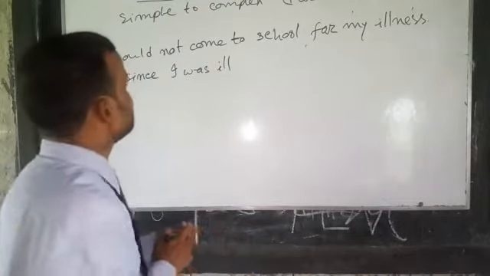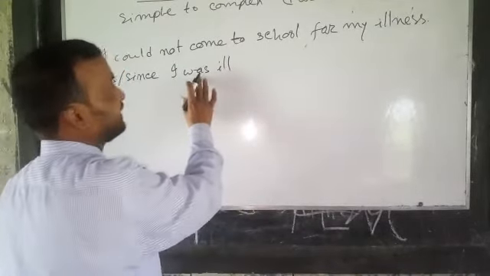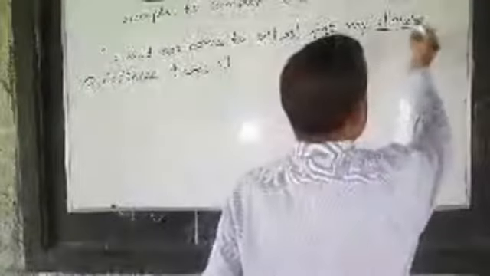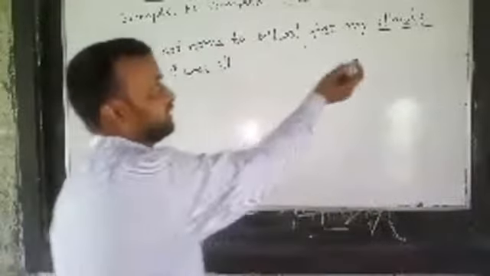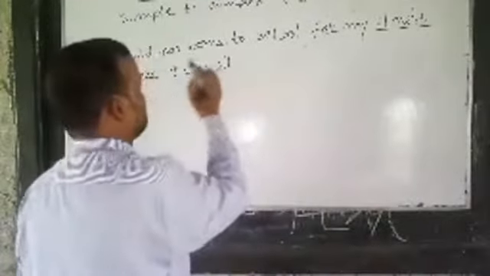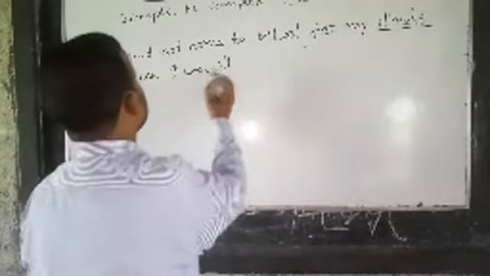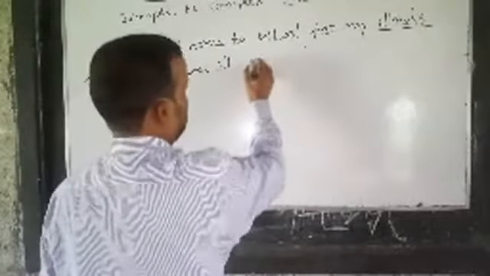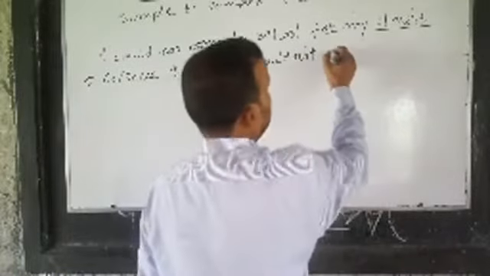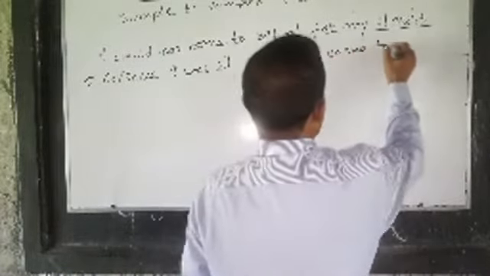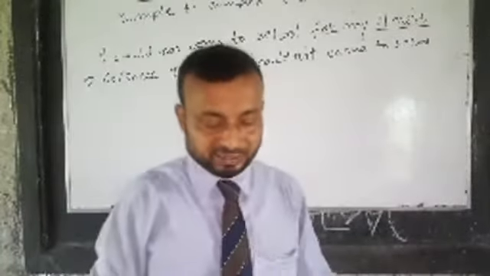My dear students, according to the tense, we have to use a be verb after the subject. Then we have to use the rest part of the word, but we have to change the word into an adjective. This is a noun; here we have to use an adjective. And then: as or since I was ill, then the principal clause: I could not come to school. Can you understand?